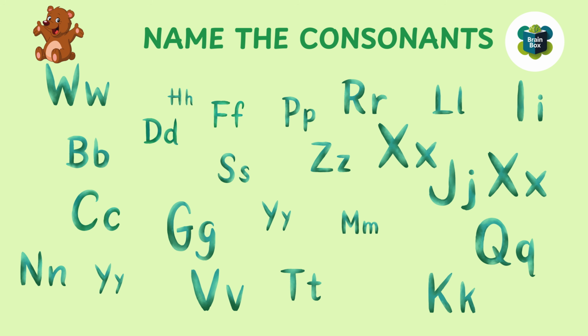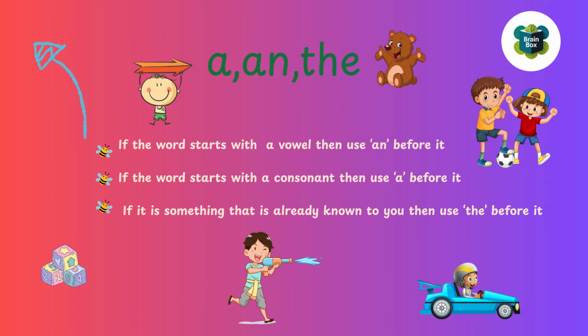Now, can you name the consonants? So children, it is very easy to remember what the consonants are. The vowels that you learned in the previous slide, leaving them, all other alphabets are known as consonants. So can you name a few? It's W, D, Q, X, V, G. So these consonants are 21 in number and there are 5 vowels. So that makes us 26 alphabets.